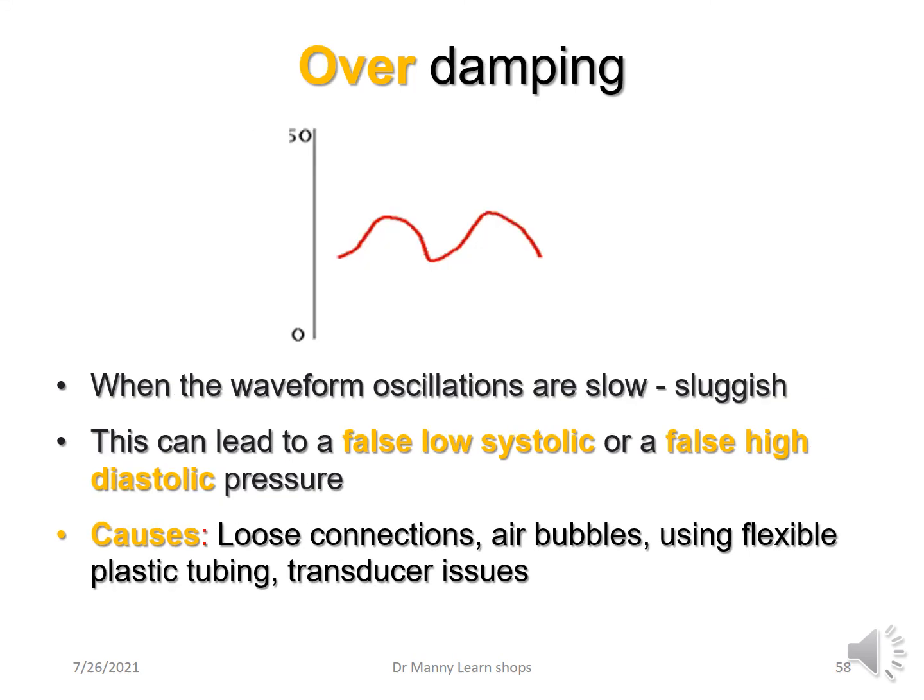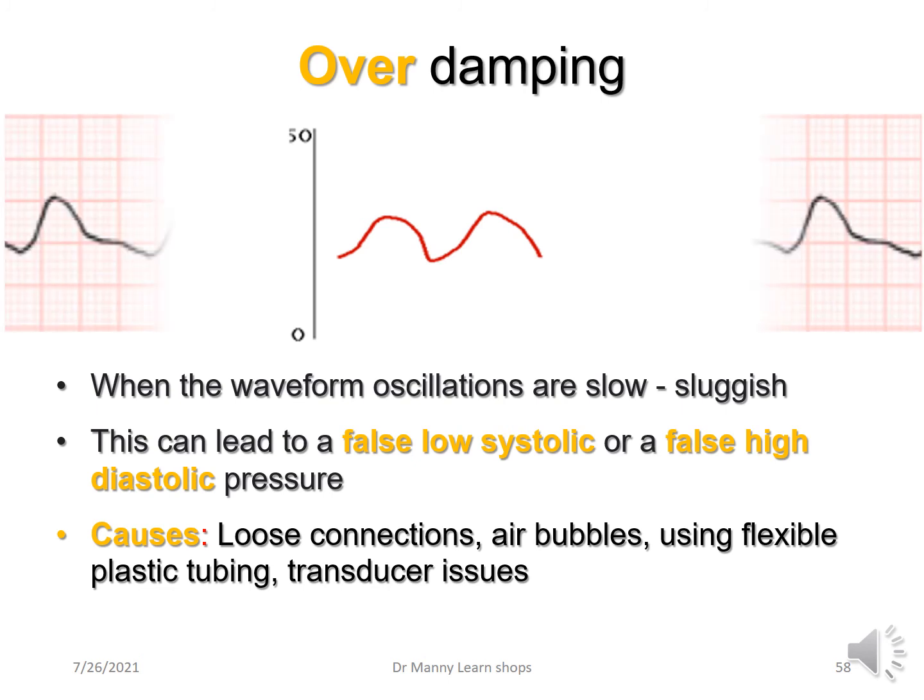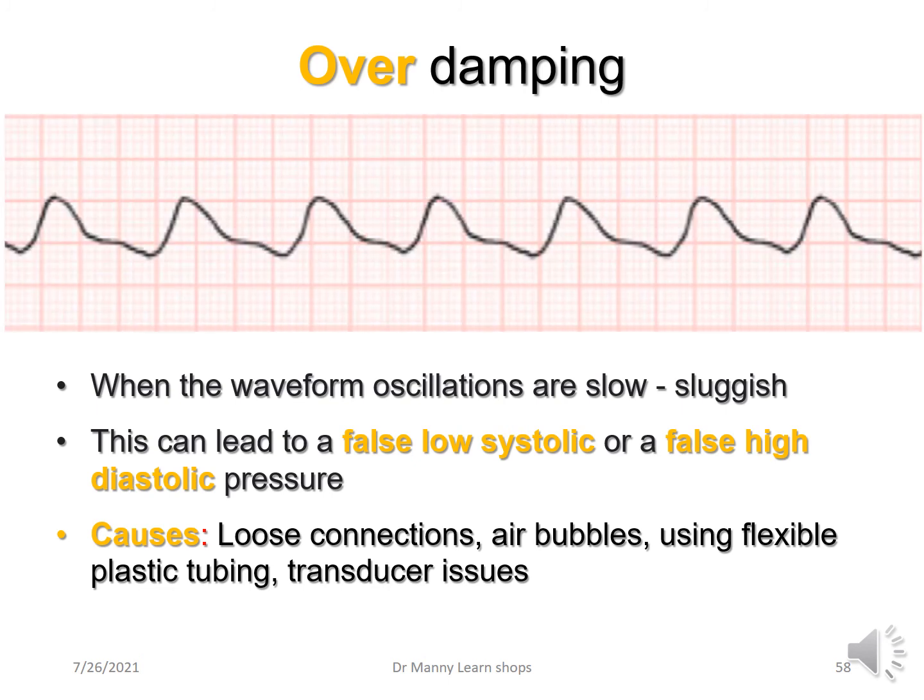You've got overdamping, when the waveform oscillations are slow, sluggish, and this can lead to a false low systolic or a false high diastolic. Causes could be loose connections, air bubbles, using flexible plastic tubing, too many stopcocks, transducer issues, overdamping.